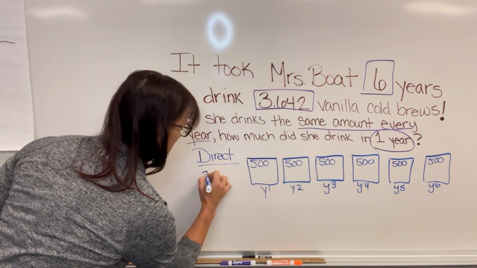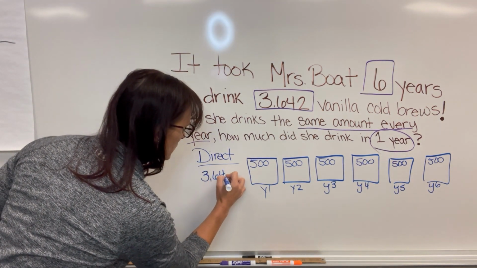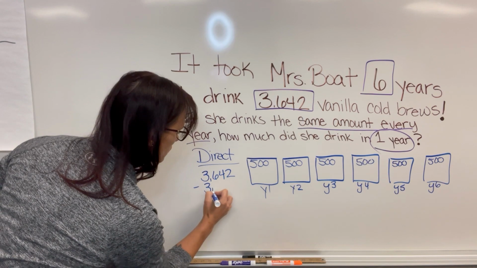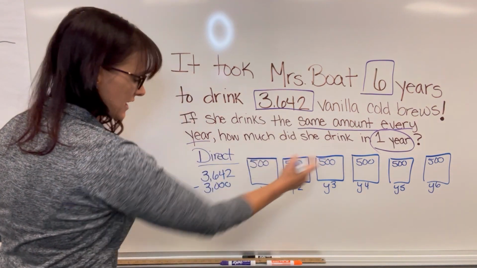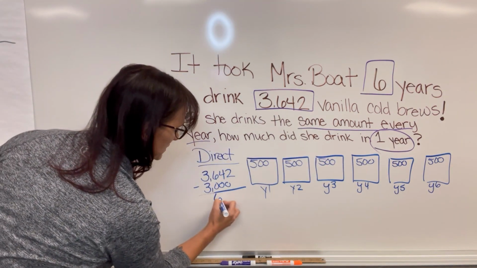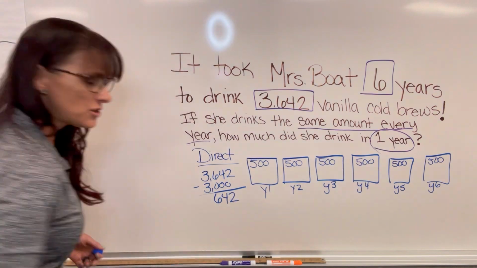So if I count these up, that's 500, 1,000, 1,500, 2,000, 2,500, and 3,000. So I've already taken off 3,000 from my 3,642. If I subtract the 3,000 that I just passed out, I'm left with 642.